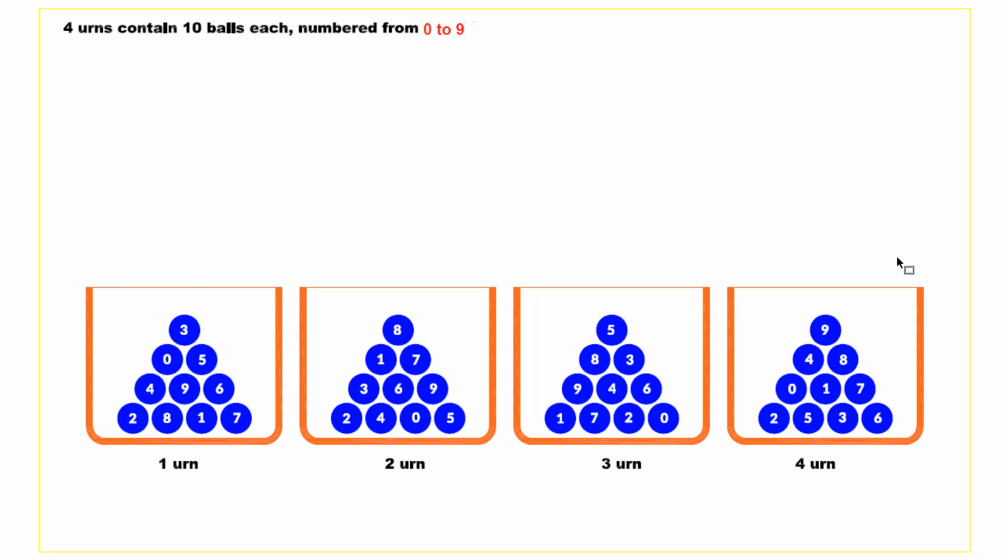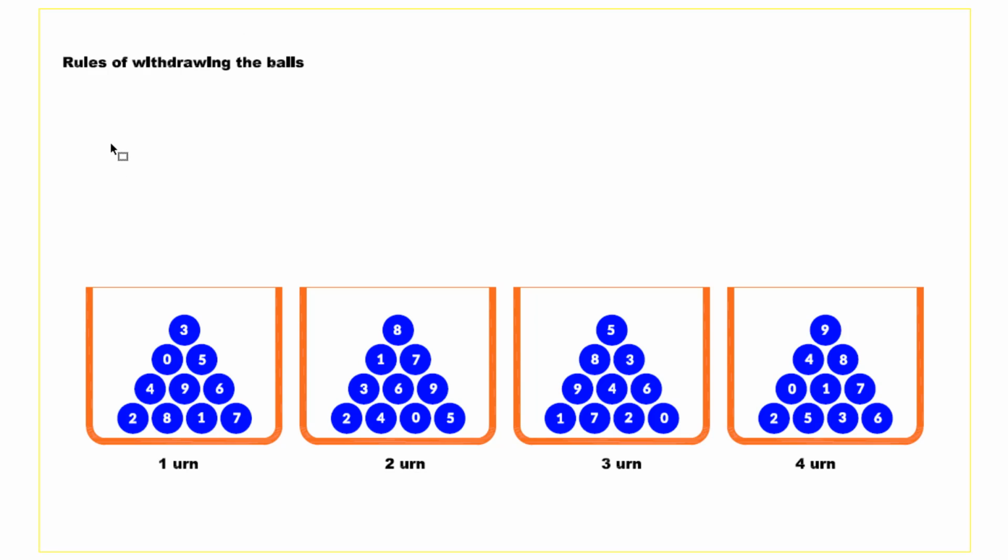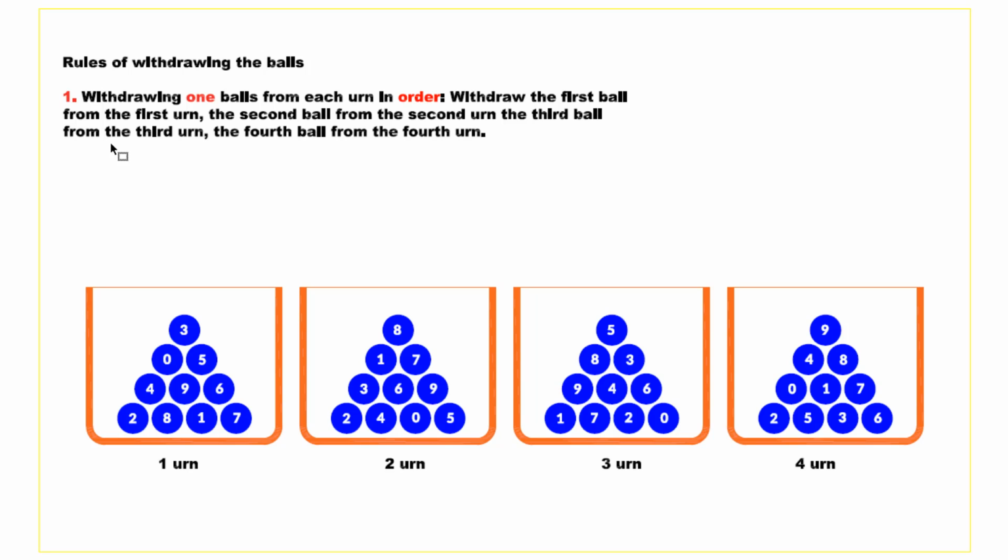We have 4 urns. Each urn contains 10 balls numbered from 0 to 9, and we are going to withdraw according to the following rules. The first one, we are withdrawing only one ball from each urn, and the second rule, we are withdrawing these balls in order and we are writing their names also in order. So let's start.